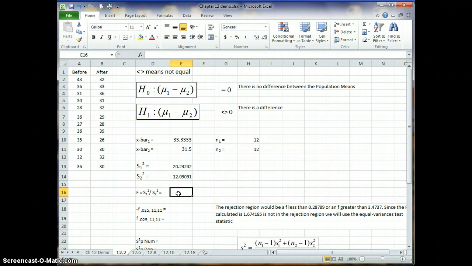So to do the F-test, the easiest thing to do right now is just to divide S sub 1 squared divided by S sub 2 squared. So equal 20.24242 divided by 12.09091, which gives us an F of 1.674185.